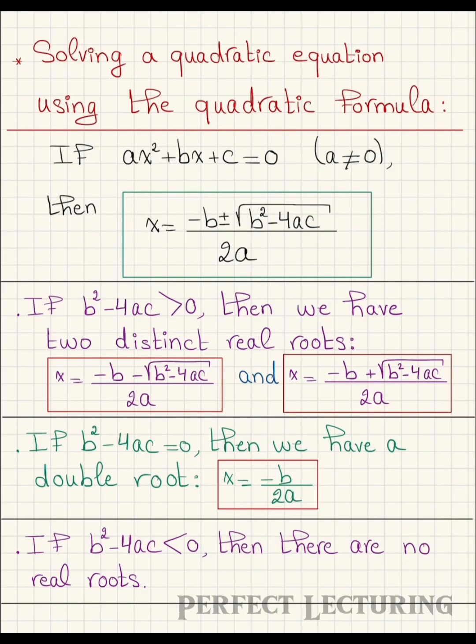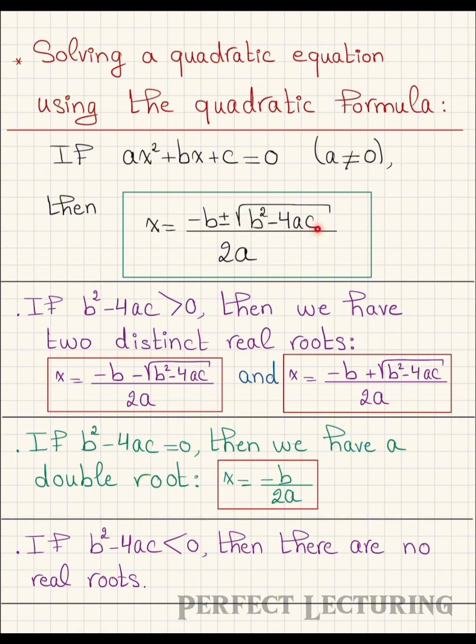We now arrive at the most general method of solving quadratic equations, which is using the quadratic formula. If ax squared plus bx plus c is equal to 0, of course, provided a is not equal to 0, then we use this formula, and this is called the quadratic formula. So all I have to do is plug in the values of a, b, and c, and you get the answers. Now, depending on the number underneath the square root, which we call the discriminant, and I will explain in a minute why it is called the discriminant, we know what the roots are.